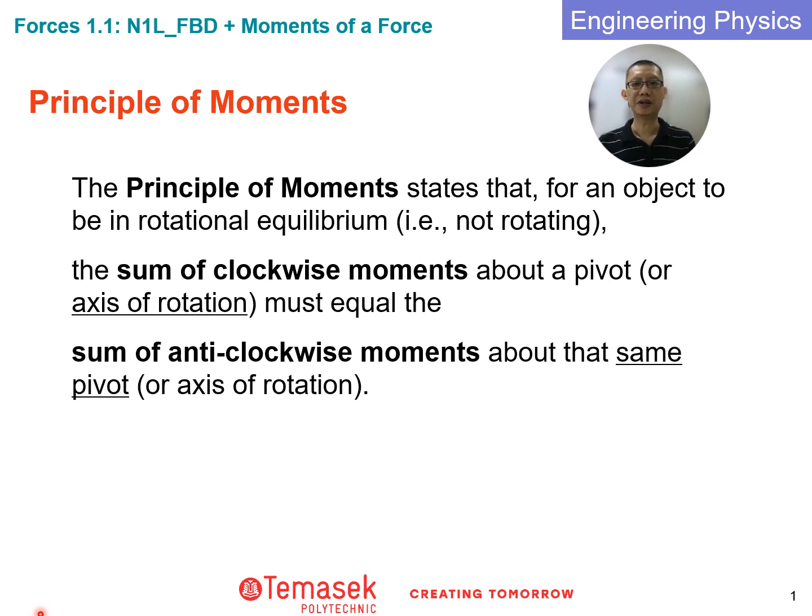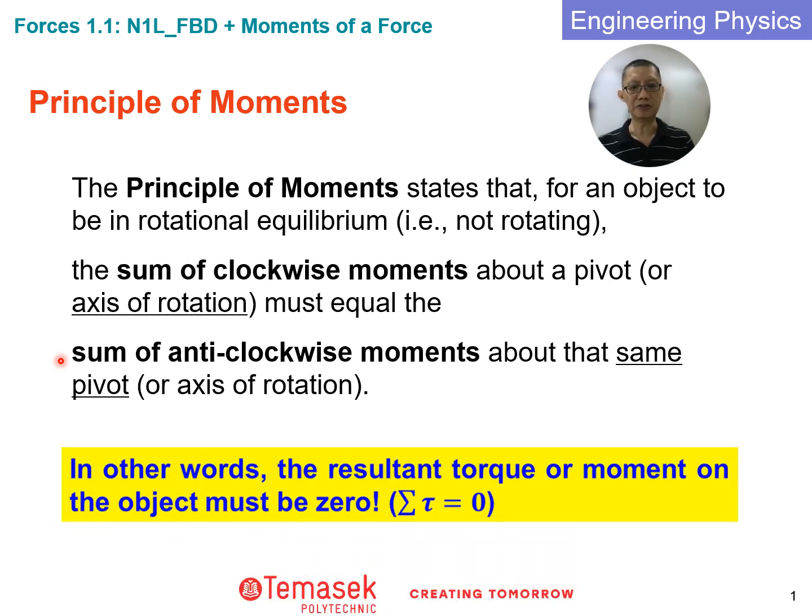In this session, we will explore a fundamental concept in physics, critical for understanding rotational equilibrium. The principle of moments states that for an object to remain in rotational equilibrium, meaning it is not rotating, the sum of clockwise moments about a pivot or axis of rotation must equal the sum of anti-clockwise moments about the same pivot. In other words, the resultant moment on the object must be zero.